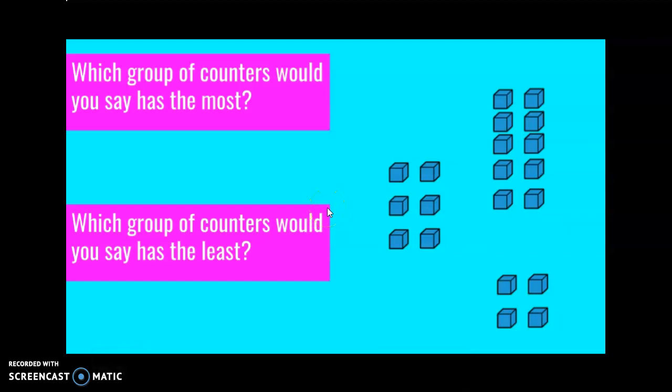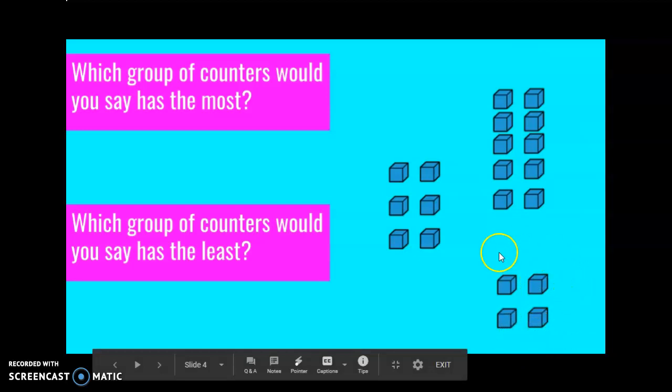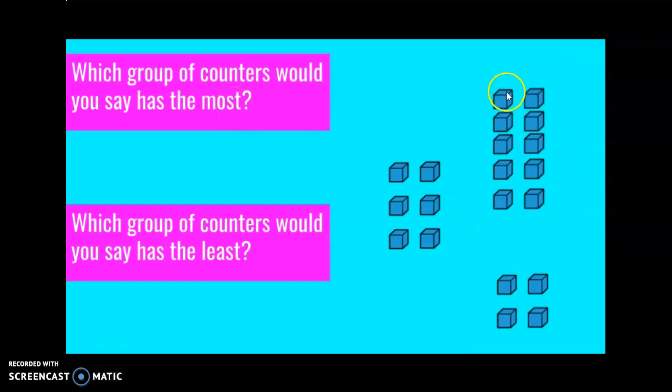Which group of counters would you say has the most? Well, let's see. Let's count. 1, 2, 3, 4, 5, 6, 7, 8, 9, 10. So this group has 10. 1, 2, 3, 4, 5, 6. This group has 6. 1, 2, 3, 4. And this group has 4. So I have a group of 10, a group of 6, and a group of 4. And I want the group of counters that has the most. Well, just from looking at them, I can see that my group of 10 has the most counters.